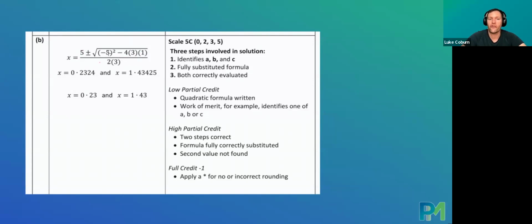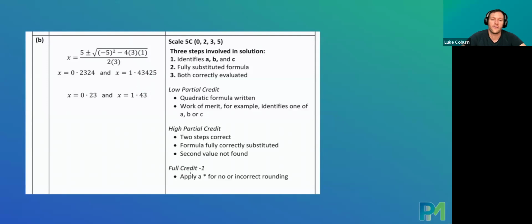Or if we were to incorrectly substitute the formula, like maybe put in a minus sign or not work things out correctly, but nonetheless get right down to the end of the answer, so that might be, we haven't actually done the substitution correctly, but we worked something out, not 0.23 and 1.43. Doesn't matter. Once our work was correct after the initial mistake in our substitution, then we would also get the high partial credit, which would be 3 marks out of 10.